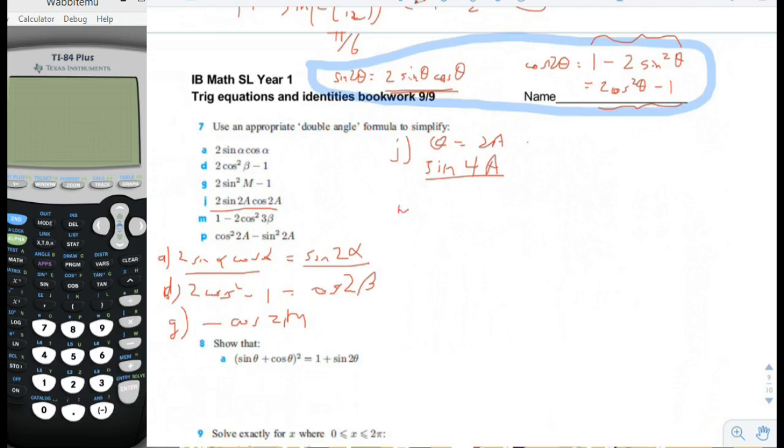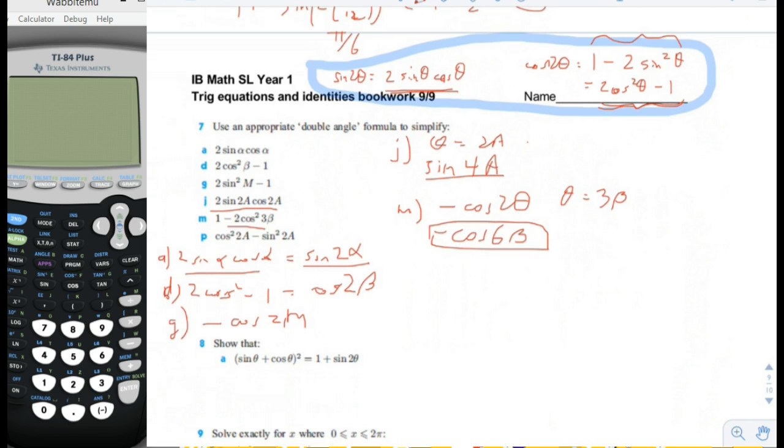Okay, m. 1 minus 2 cosine squared 3 beta. So this basically looks like this one, but first of all, it's the inverse. So instead of cosine 2 theta, it would be minus cosine of 2 theta. And the theta in this case is equal to 3 beta. So then it would be minus cosine of 6 beta.